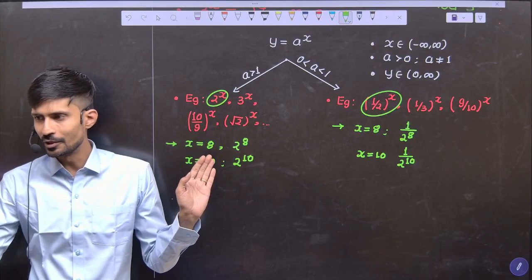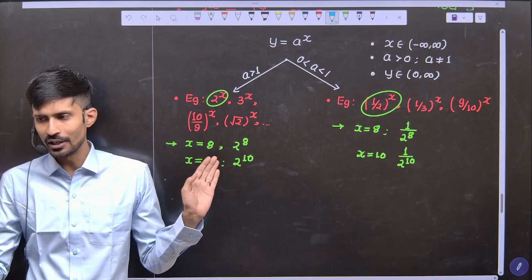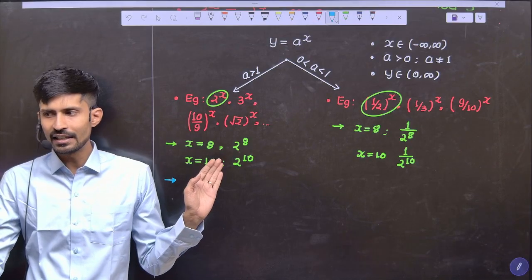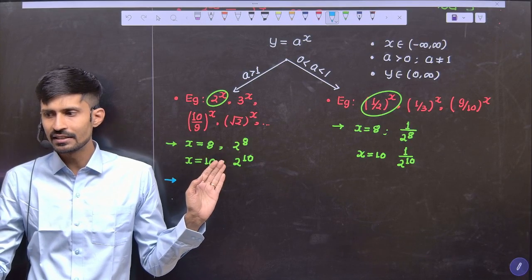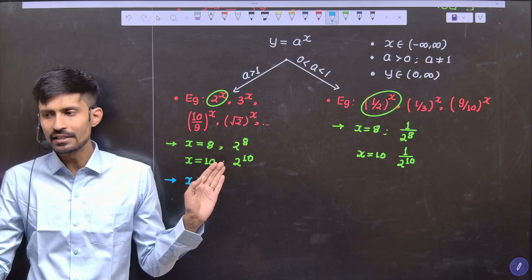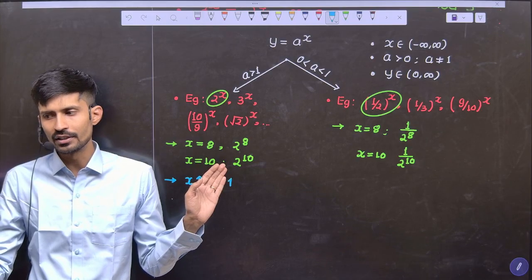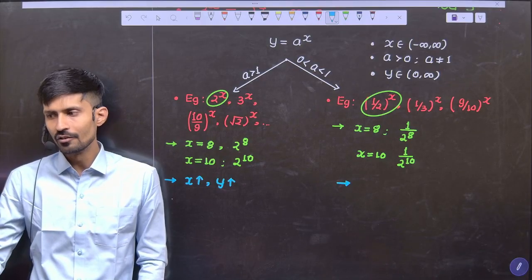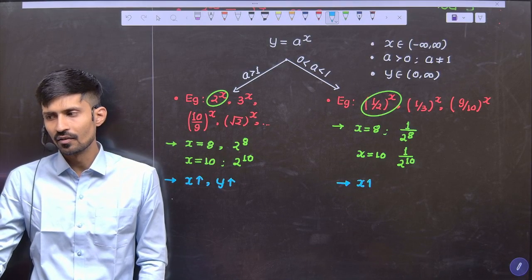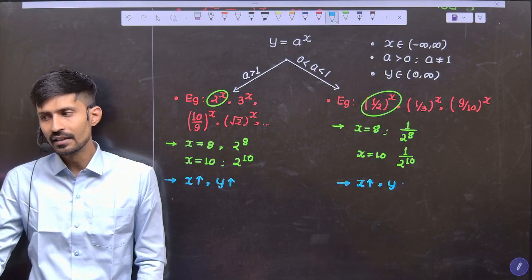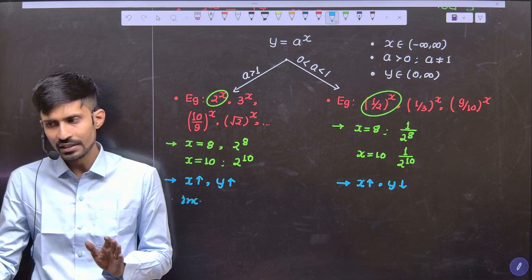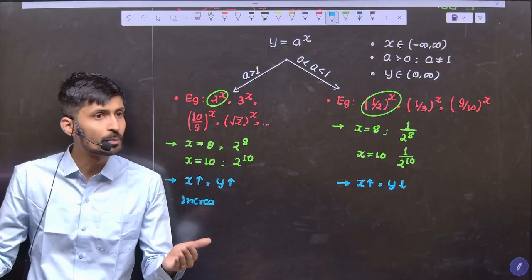That is the main theory that I am going to derive here, and this is what you have to remember. When a is greater than 1, if you increase x, what will happen to y? Y will also increase. And here, if you increase x, y will decrease. And we say this is increasing function. Increasing function means more input, more output.